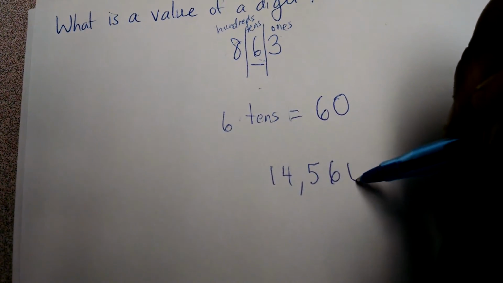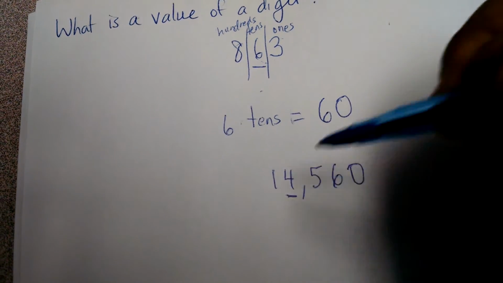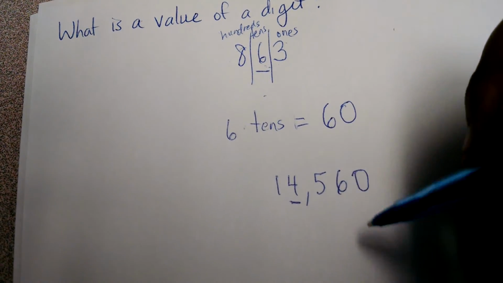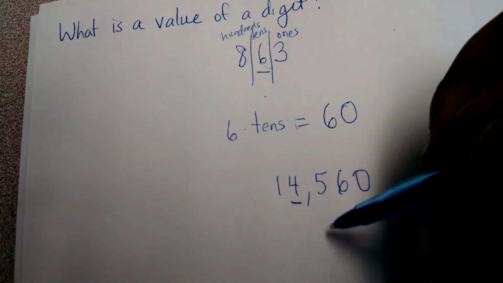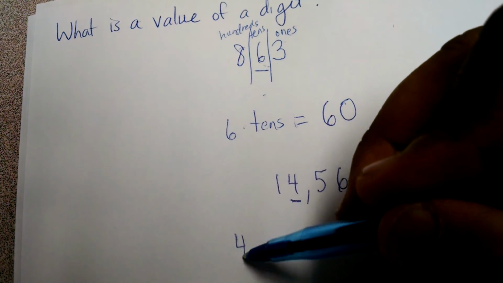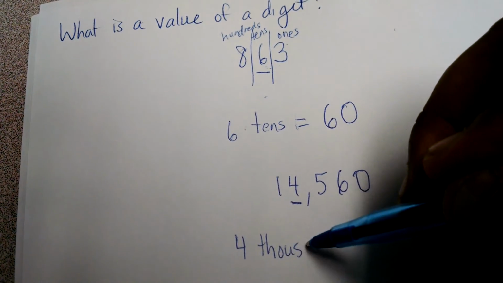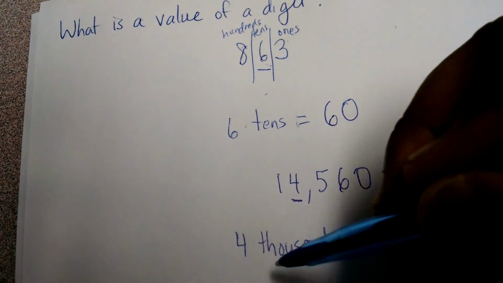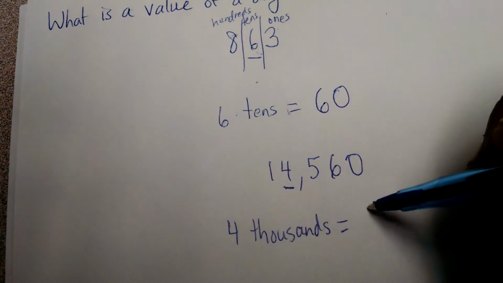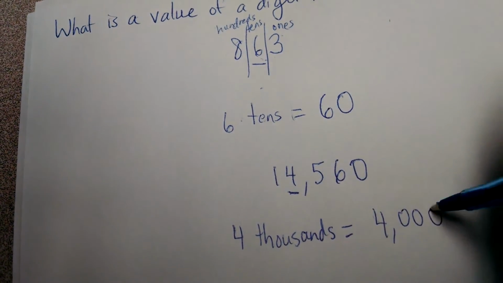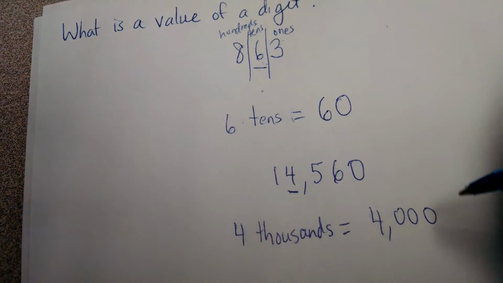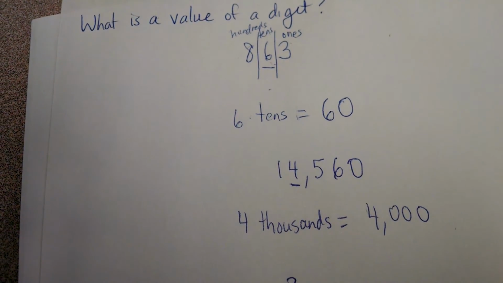All right, if I had a larger number such as this, and I ask you what is the value of the 4, well, that's ones, tens, hundreds, thousands. So that's 4 thousands. That's unit form. In standard form, it would be 4,000. The 4 followed by 3 zeros. So that's what they mean by the value of a digit.